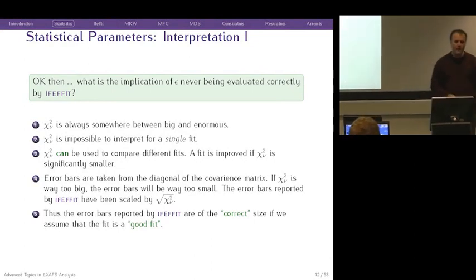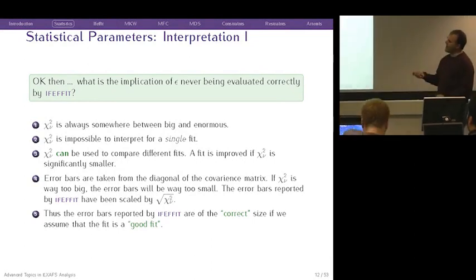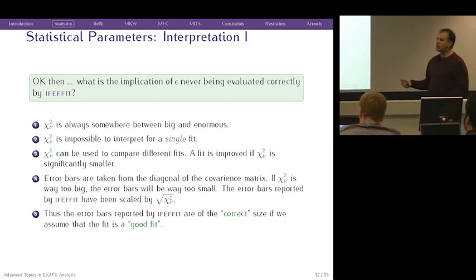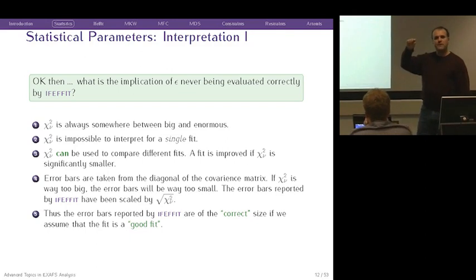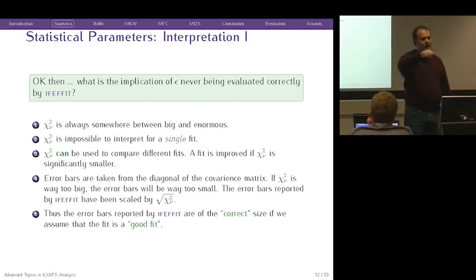That means that we can't use chi-squared to interpret the quality of a single fit. That is, you cannot press the fit button once, have a result, and say, I'm done. This is the best fit.